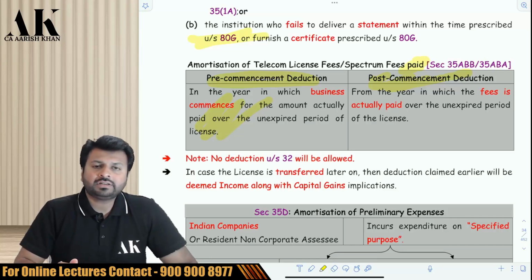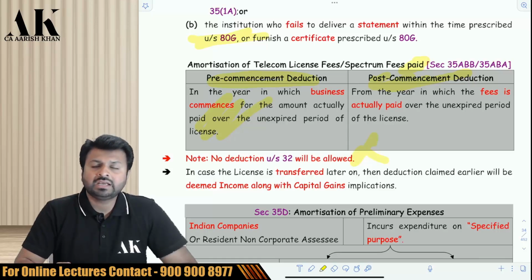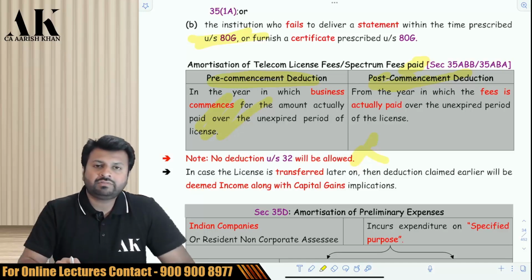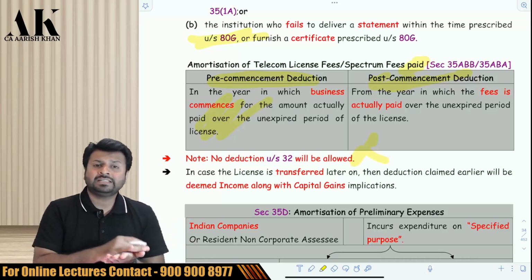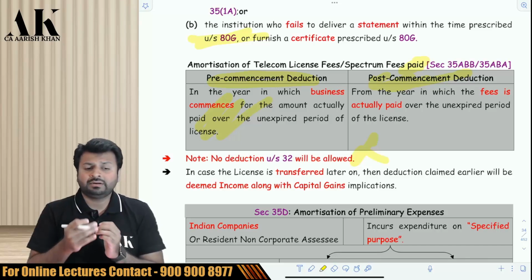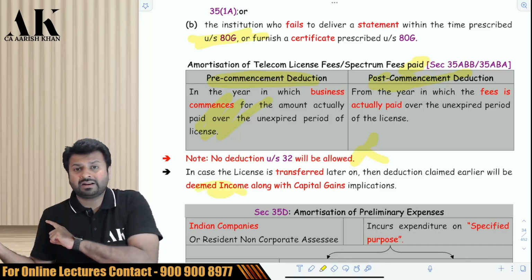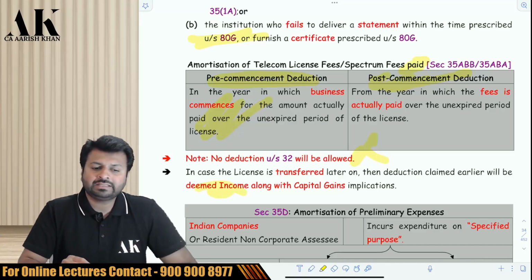Once you take the deduction under these two sections, you will not get any deduction under section 32 in the form of depreciation. You cannot say, please allow me depreciation on an intangible asset because a license is also an intangible asset. The deduction of depreciation is denied here. Later on, if you transfer the intangible asset, the license, then you have to bear the brunt of deemed income. Whatever deduction was claimed earlier will be considered as deemed income, and you will also be chargeable with capital gains implications.